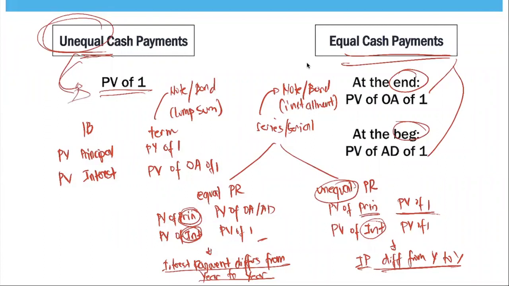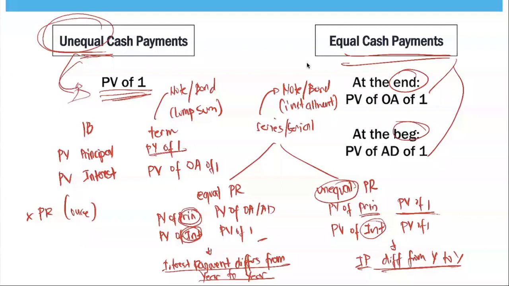Okay, so a quick recap again. If you have unequal cash payments, we use PV of 1. If you have equal cash payments, you use ordinary annuity or annuity due. Okay? So why in our term note do we use PV of 1 for the principal? Since your principal here does not change, it means you will pay it once only. There's no series of installment. Then you use unequal cash payments, PV of 1.